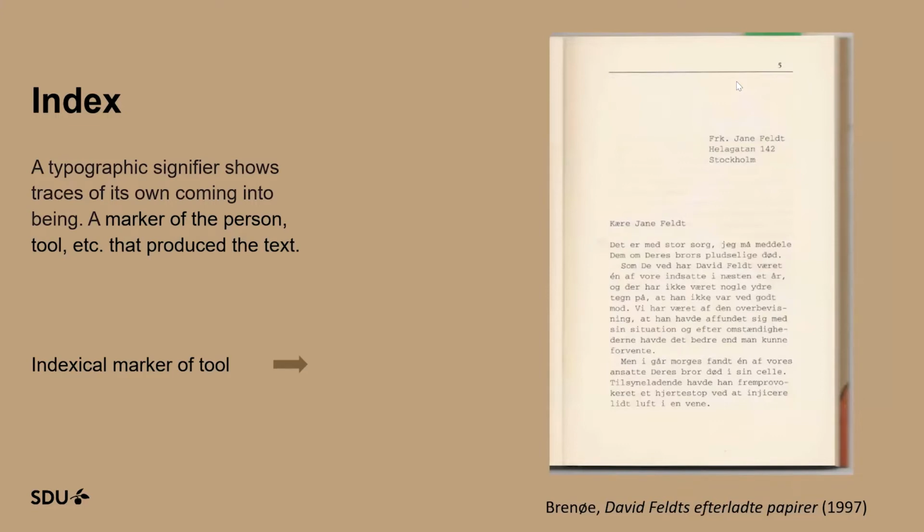Here's another example to show that indexical typographic markers can foreground the tool more than the person. This is an example from Mads Brenø's novel. It's a Danish novel called David Feldts Efterladte Papirer, the posthumous papers of David Feld. And it's about the main character, David Feld, who has, in his own mind, mistakenly been sentenced for murder.